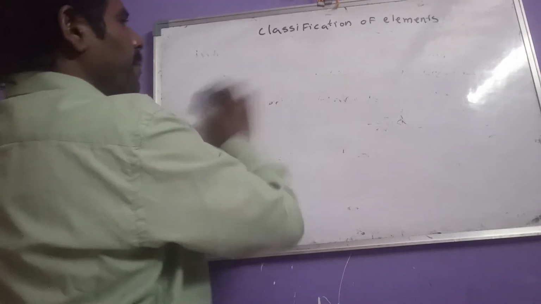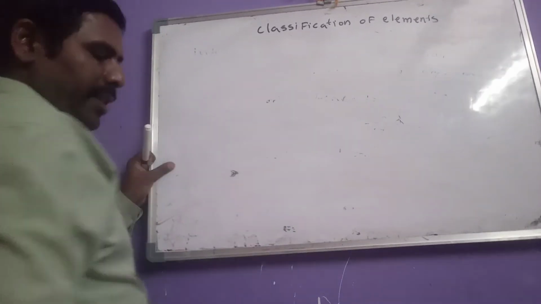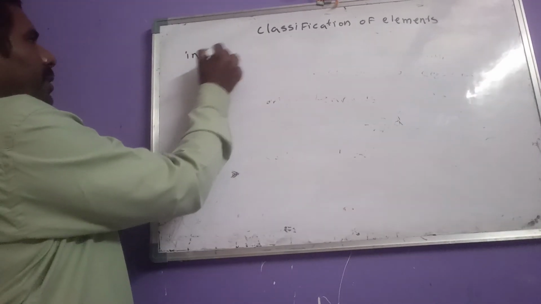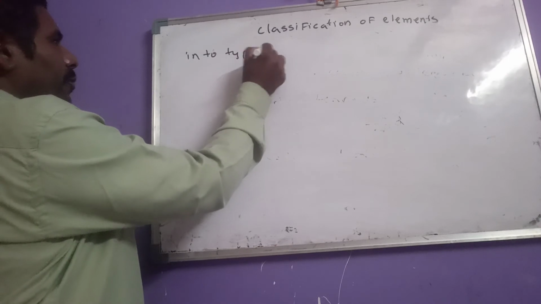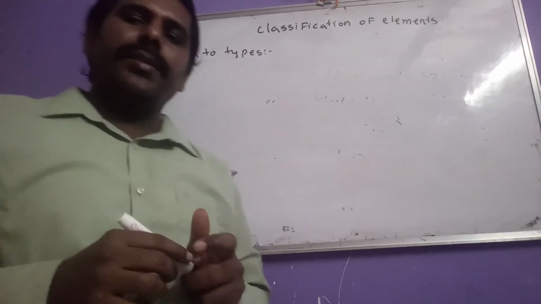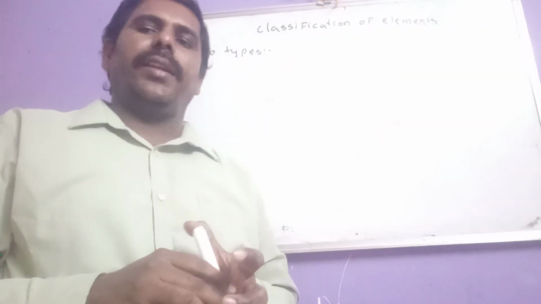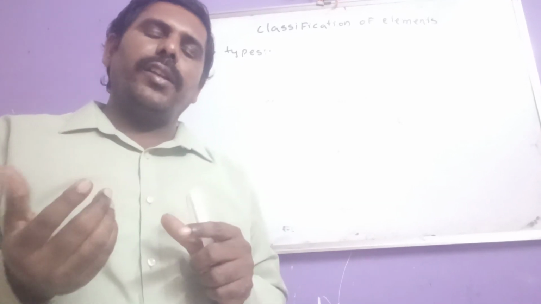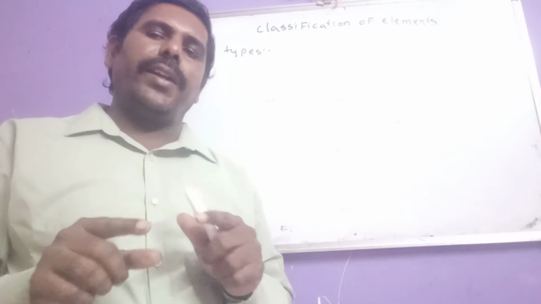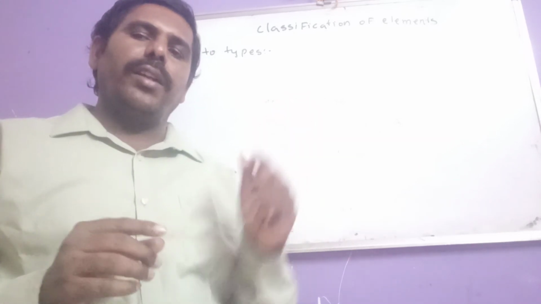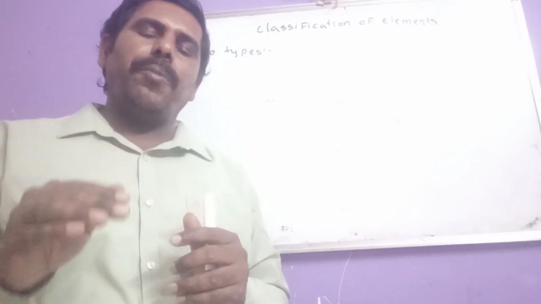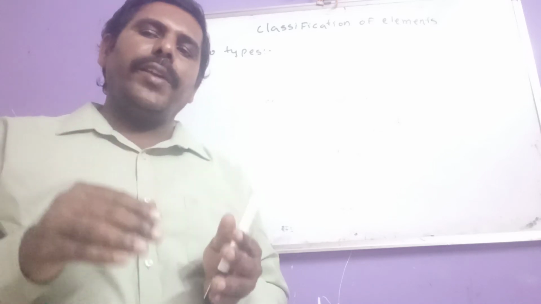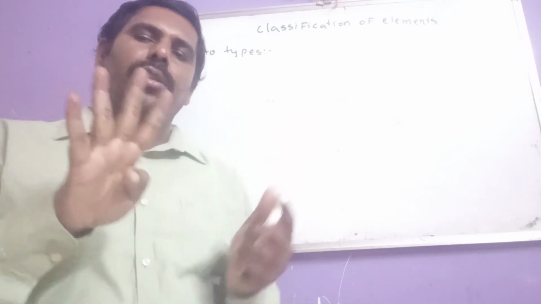Another type of classification is the classification of elements into types, based on chemical properties. The previous one was based on electronic configuration. Now the present one is based on chemical properties. Classification of elements into four types.